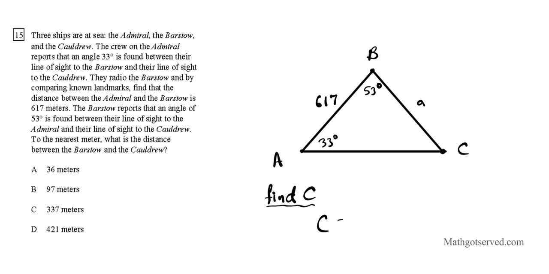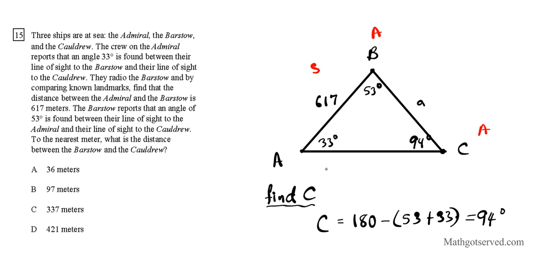So to find big C, we're going to use big C equals 180 minus 53 plus 33. Okay, if you do that in your calculator, you get 94 degrees. So this is 94 degrees. All right, so if you look at the situation that we have here, we have a pair that we know and a pair with a missing side. So that tells us that we can basically use AAS.